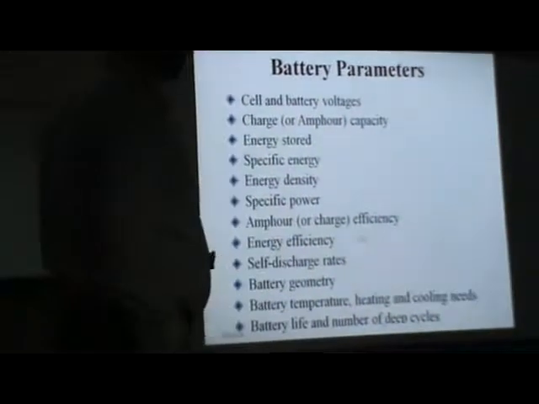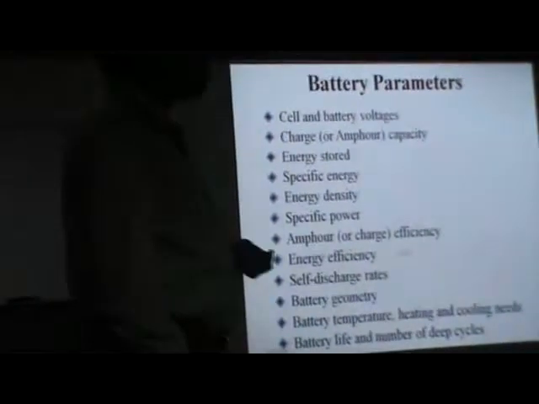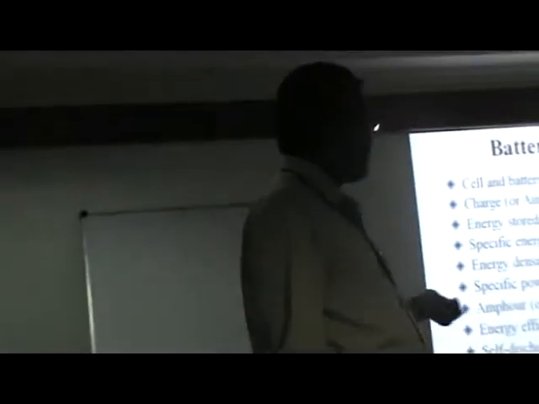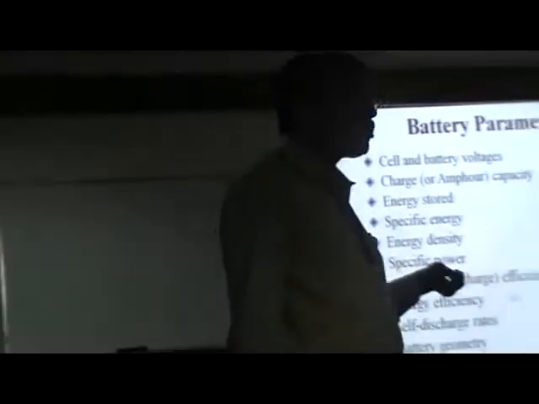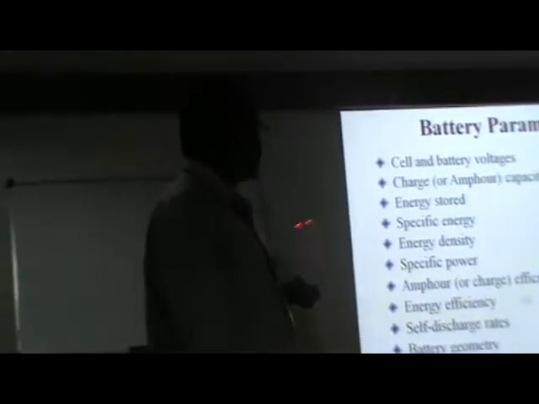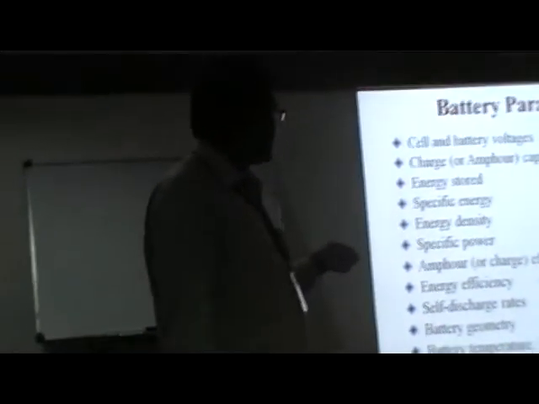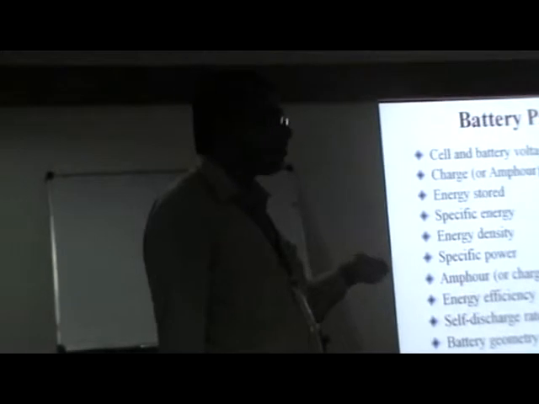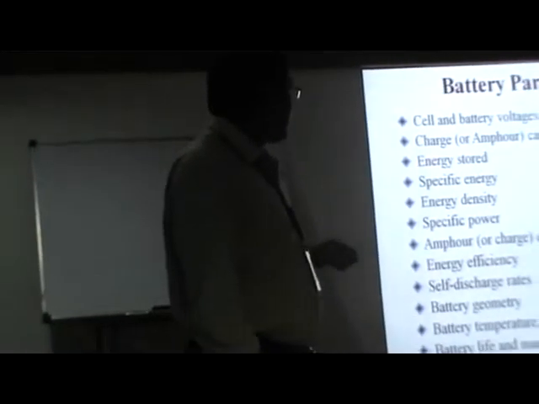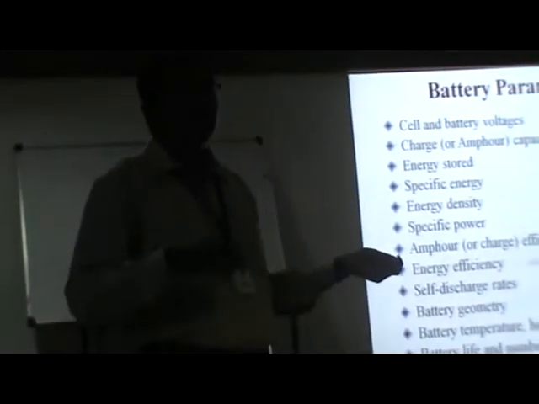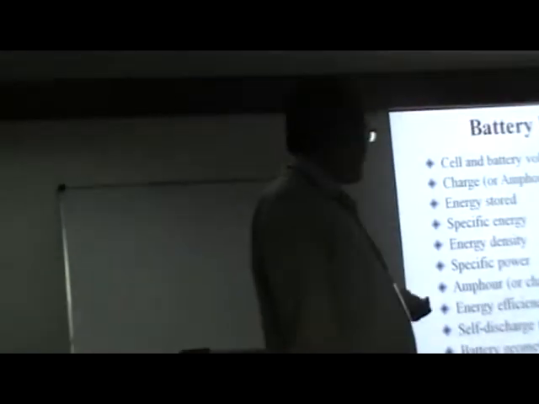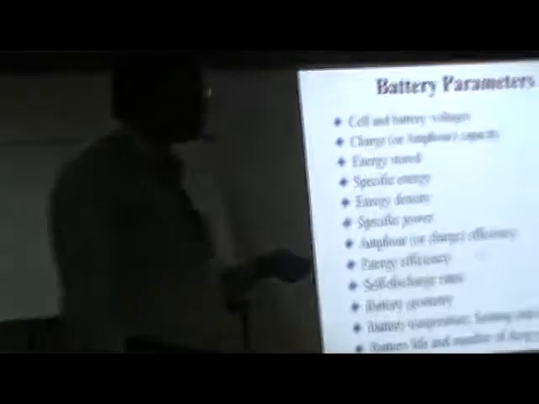First one is the cell and battery voltages. How many cells you have to place, and what is the total battery voltage across your battery. Next one is the charge. This is in ampere hour, in terms of capacity. Then there is the energy stored: how much energy is stored in terms of chemical factor. Next, specific energy. This is also the same factor in terms of chemical.